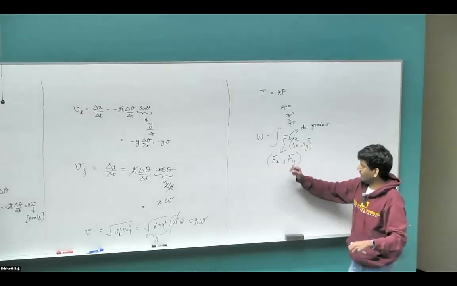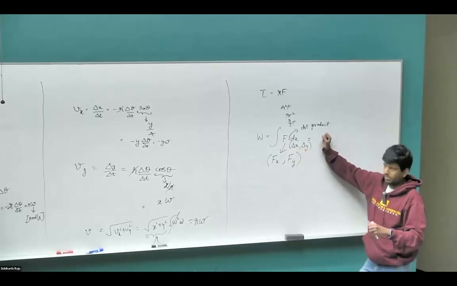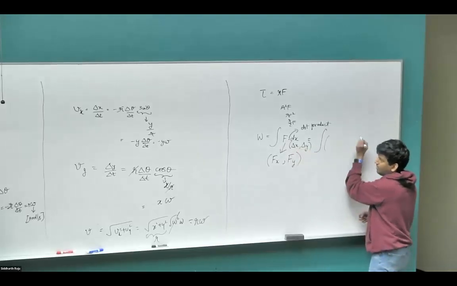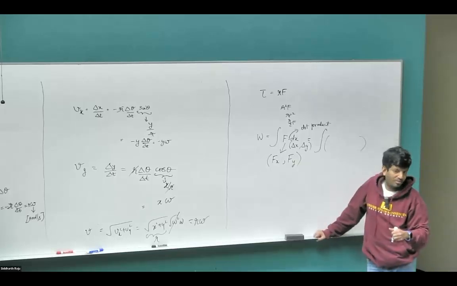So given that this is Fx, Fy, delta x, delta y, what will this be? Integral? Just dot product.